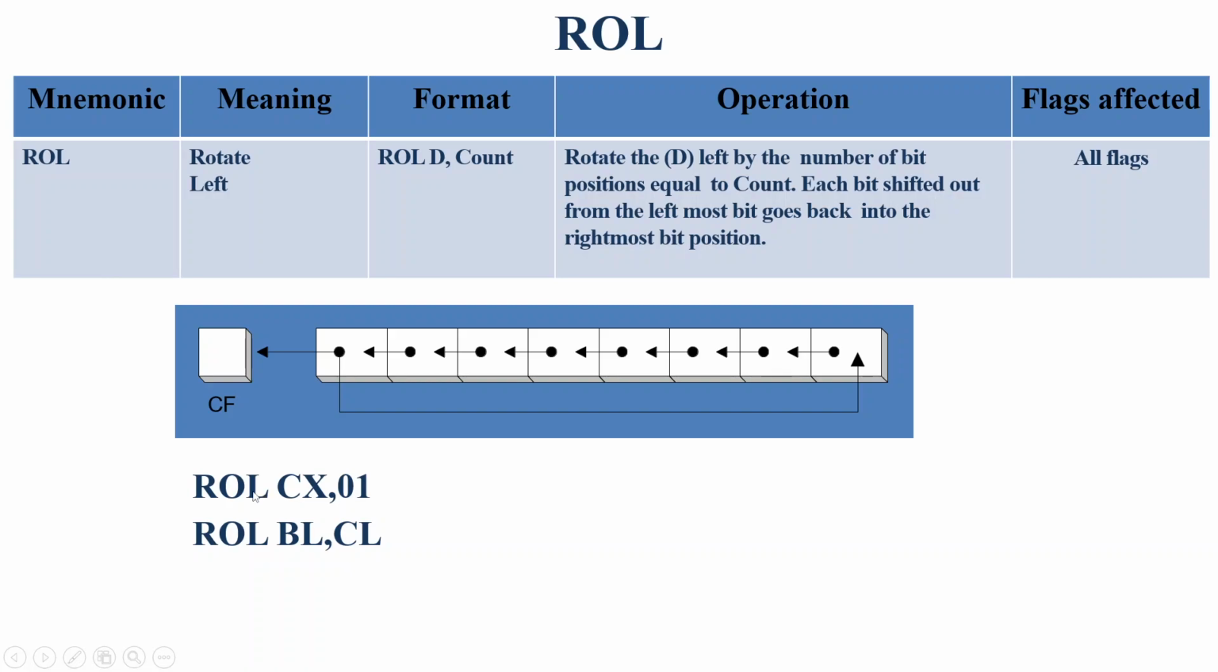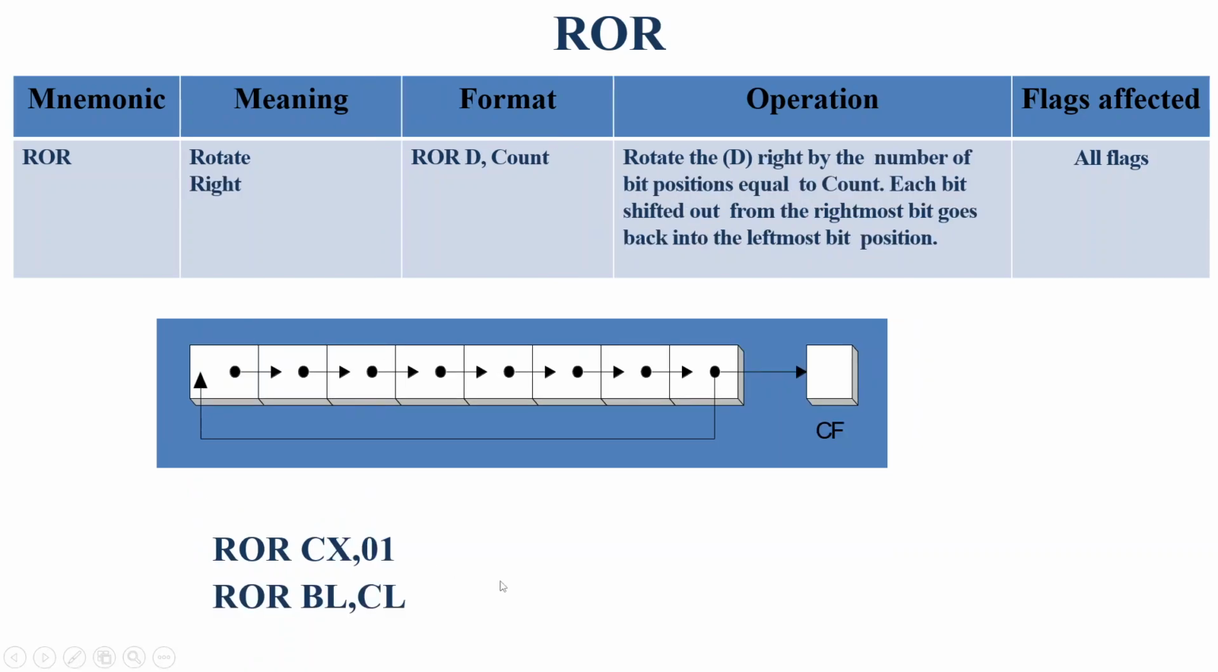Here the examples are ROL CX comma 01, and ROL BL comma CL. How many times has the rotate been performed here? It is one time, so we are moving 01 to the CX register. Then the next instruction is ROL BL comma CL. The content of the BL register is rotated based upon the value of the count register.